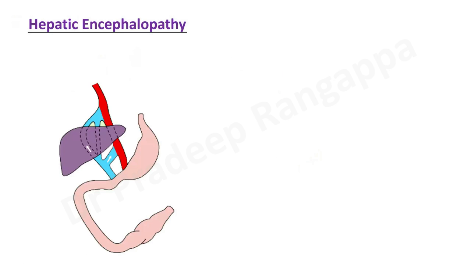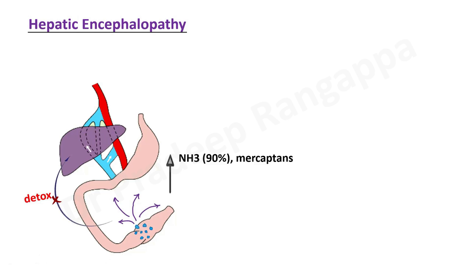A little more detail on hepatic encephalopathy, because one of the important criteria for liver failure is patients developing hepatic encephalopathy. Why does this encephalopathy develop? Because there are a lot of portocaval shunts and a lot of metabolites produced in the gut which get absorbed from the gut. The effective detoxification of these toxic metabolites by the liver is not happening, because the liver is failing and cannot detoxify all the toxic metabolites that are produced.